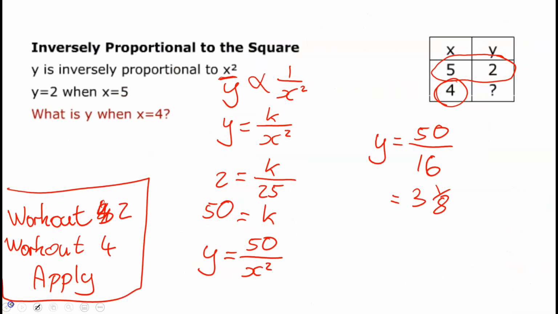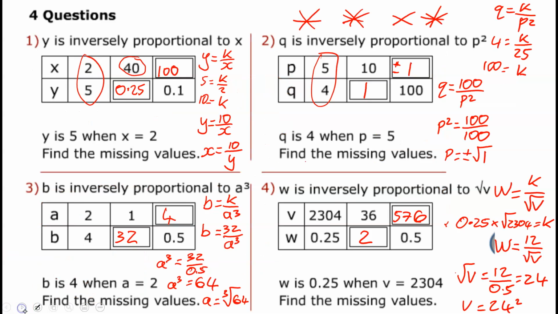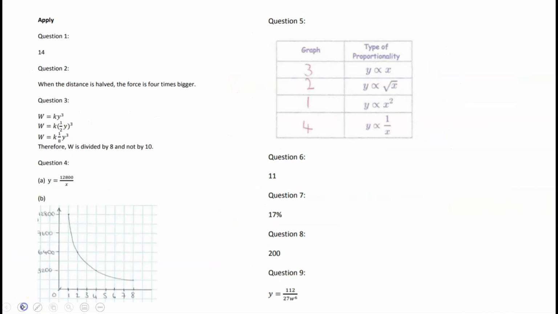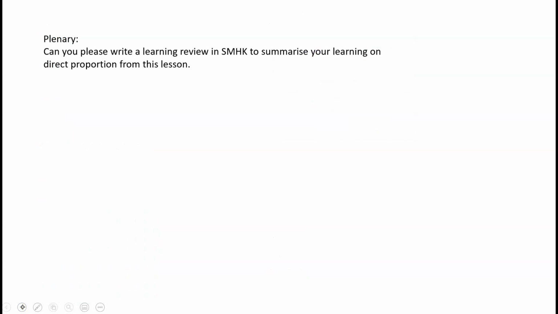So once you've done your work, obviously check it with the answers. So workout 2, workout 4, and the apply. And once you've done that, can you please, some of you did really well today, write your review on Show My Homework so we can plan what we're going to do tomorrow.